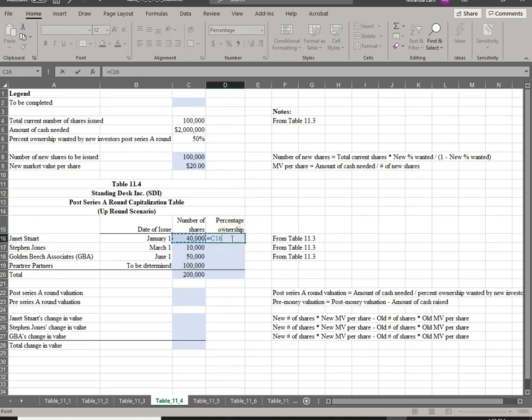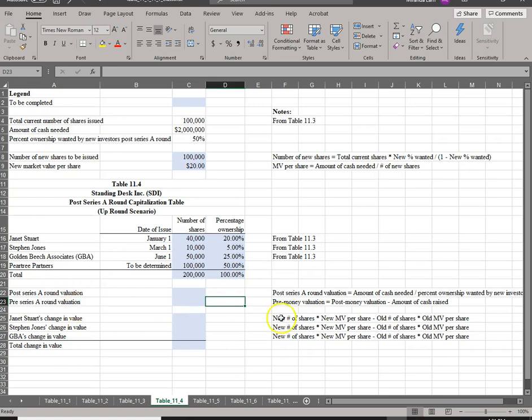So caps table is just percentage ownership. And always check to make sure that this adds up to 100%. So notice that not surprisingly, percentage ownership for Janet continued to go down. The same thing with Stephen and GBA as well. And Pear Tree Partner, who is the latest partner, now becomes the majority holder.